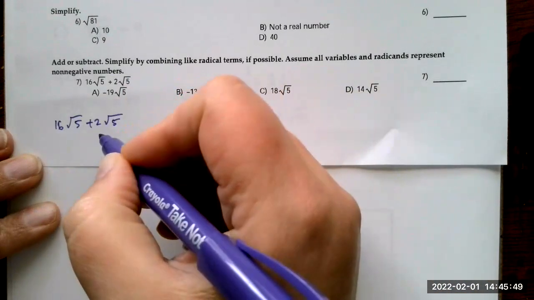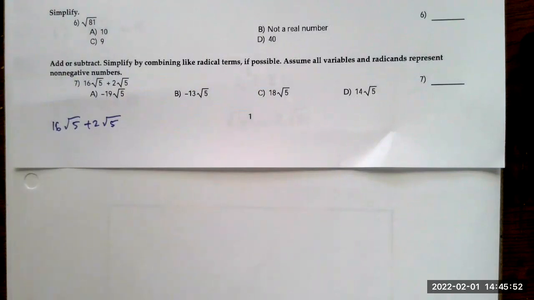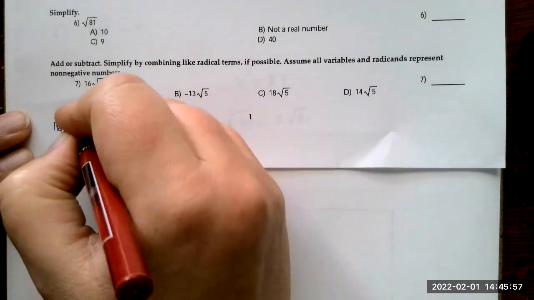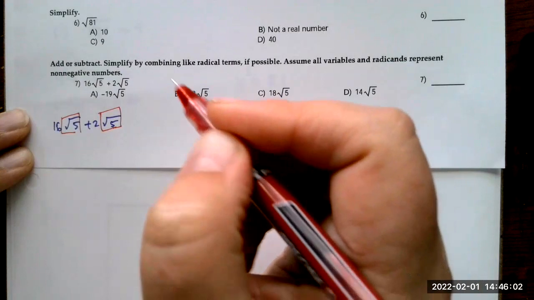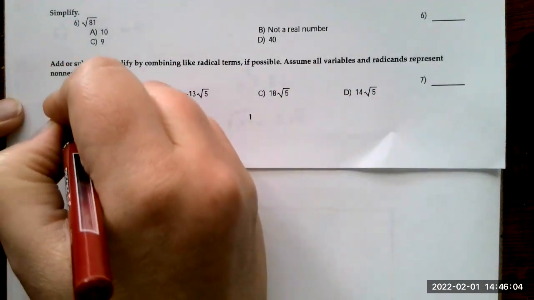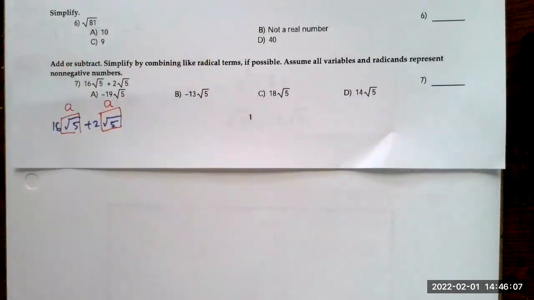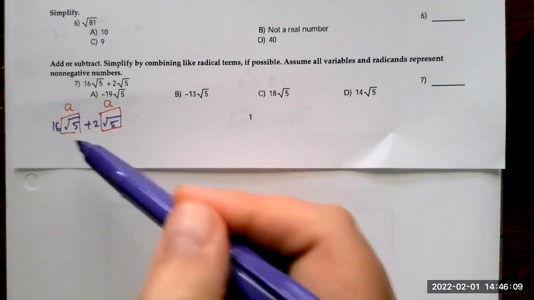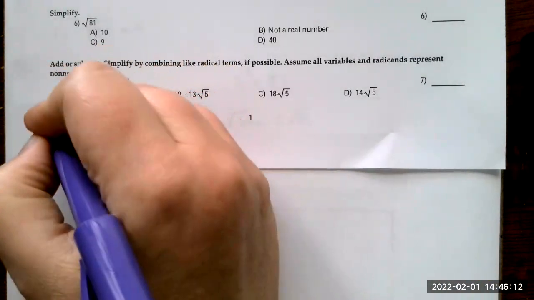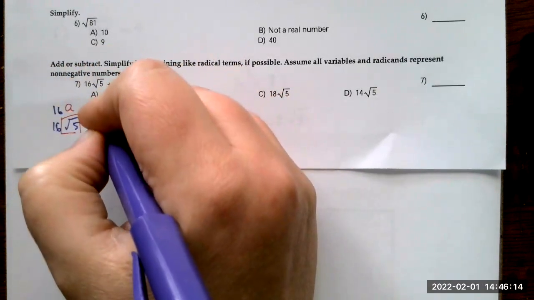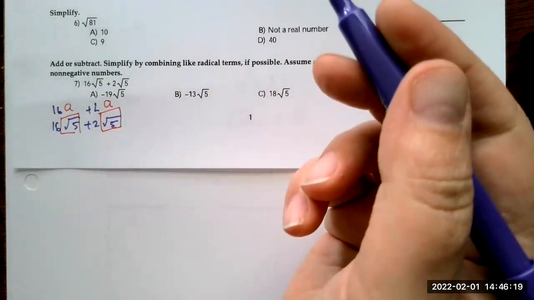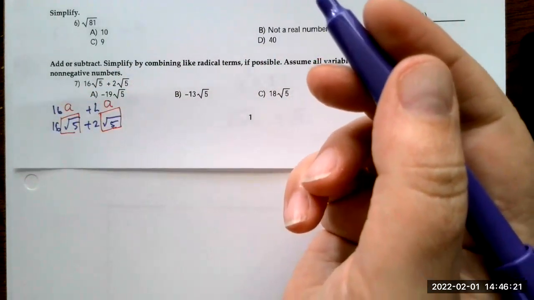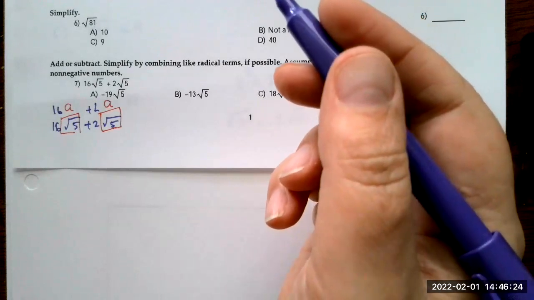Well, these are called like radicals. See, these portions of the numbers are the same. Okay, so these are like radicals. We can treat them as if it was a variable a whose value was square root of 5, then we would have 16a and 2a's, right? How many a's do we have in total? Well, 16 plus 2 is 18, right?